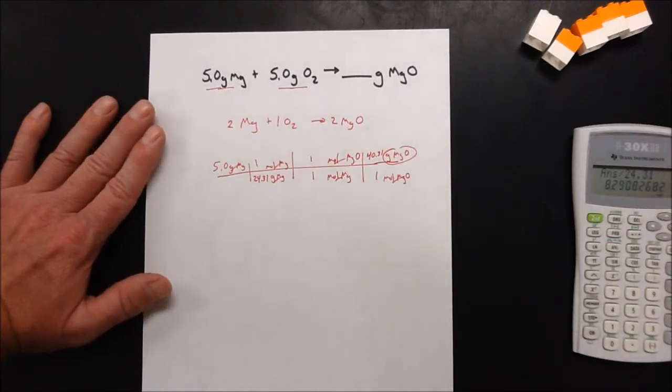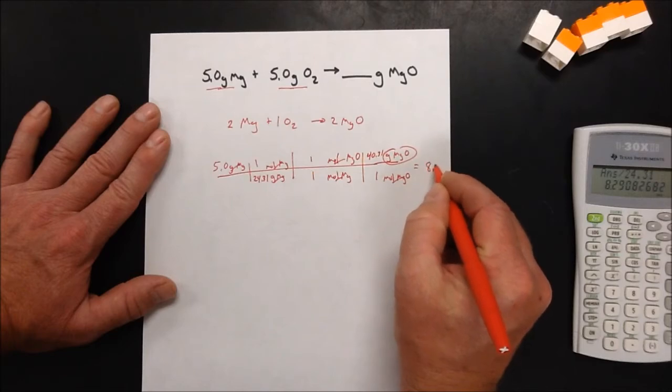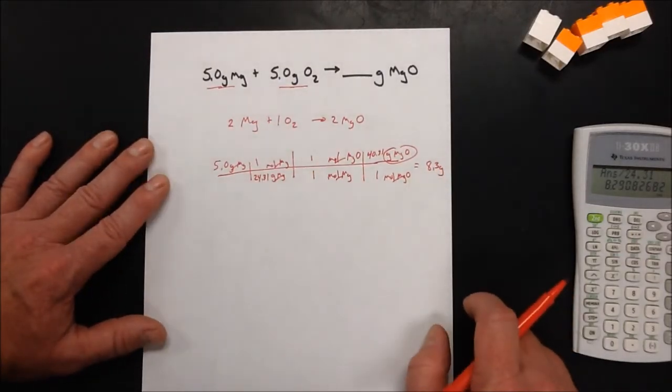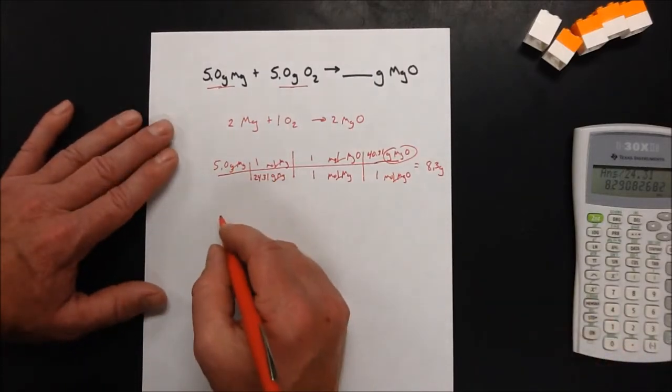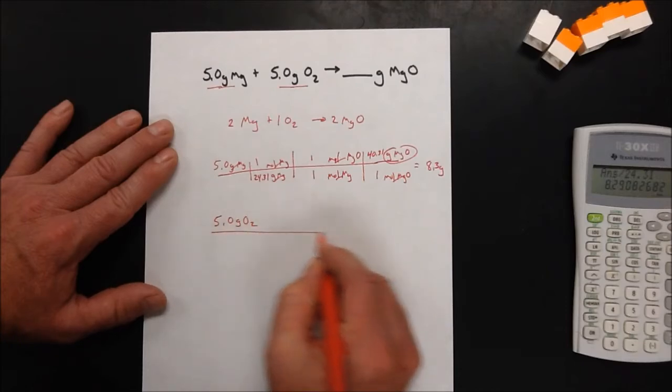And when I divide by the bottom, doing 2 sig figs, I end up with 8.3 grams of magnesium oxide from 5 grams of magnesium. Still don't know if that's the answer until I work with the oxygen. 5.0 grams of O2.